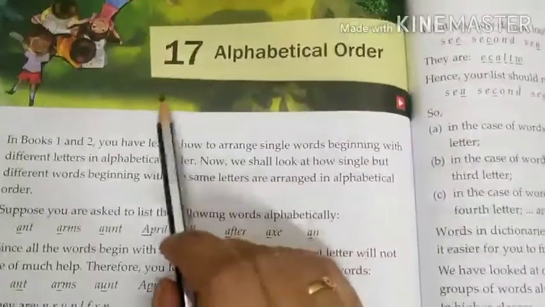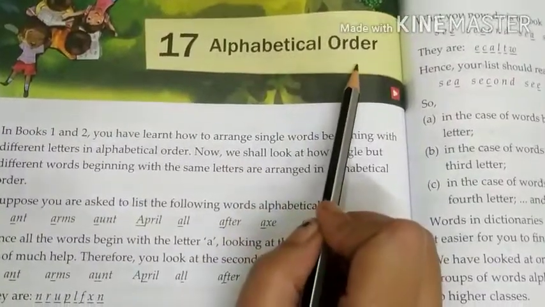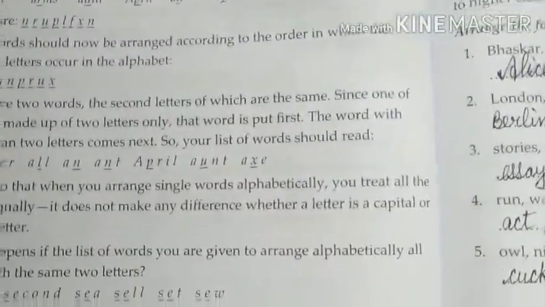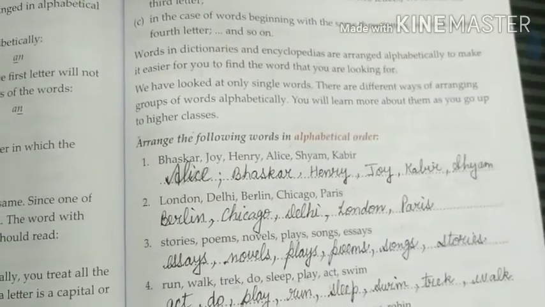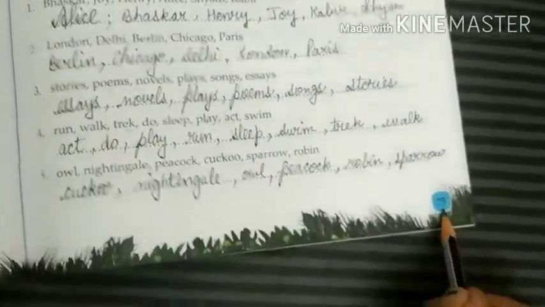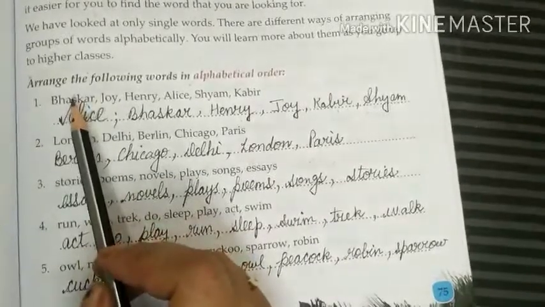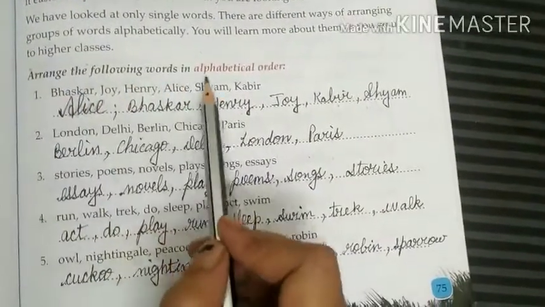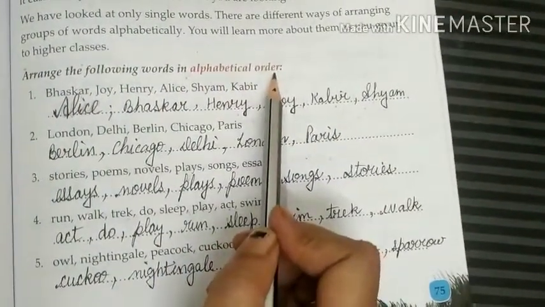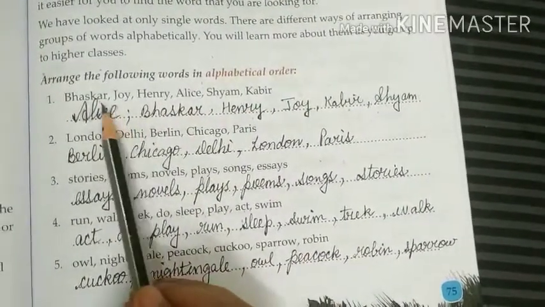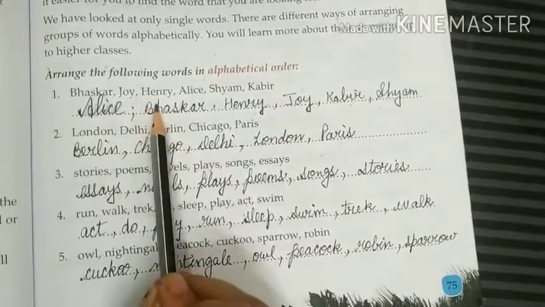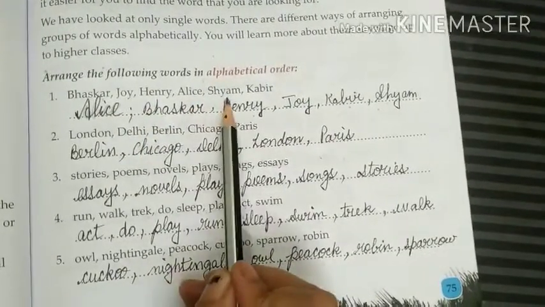So children, we'll start lesson 17, alphabetical order. Book exercise, open page number 74. Okay, the explanation part we have already done. So let's begin with the exercise, page 75. Okay, so here it is. Arrange the following words in alphabetical order. Now see, here some words are given, some names are actually given. Bhaskar, Joy, Henry, Alice, Shyam, Kabir.